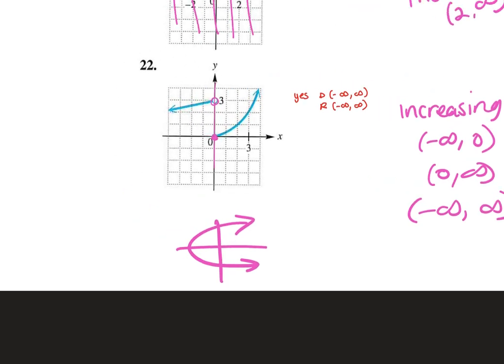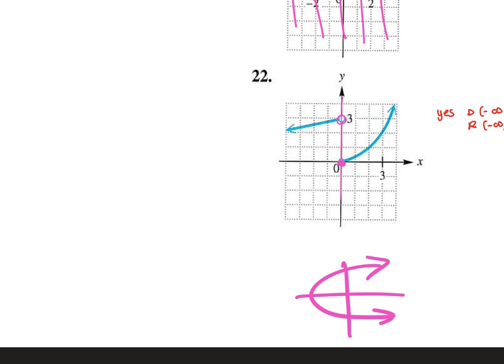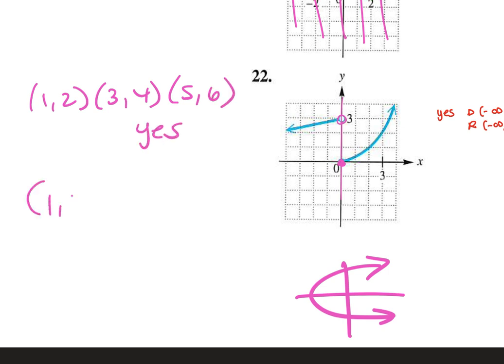And then remember, I added onto the notes on the packet that you also want to know this from points. So if I gave you 1, 2, 3, 4, 5, 6, is that a function? Yes. But if I did 1, 2, 1, 4, 1, 6, actually I don't even need a third one, 1, 2 and 1, 4, this is not a function because the x, that is 1, repeats with a different y. So you want to be able to determine it from a graph and also from a set of points.